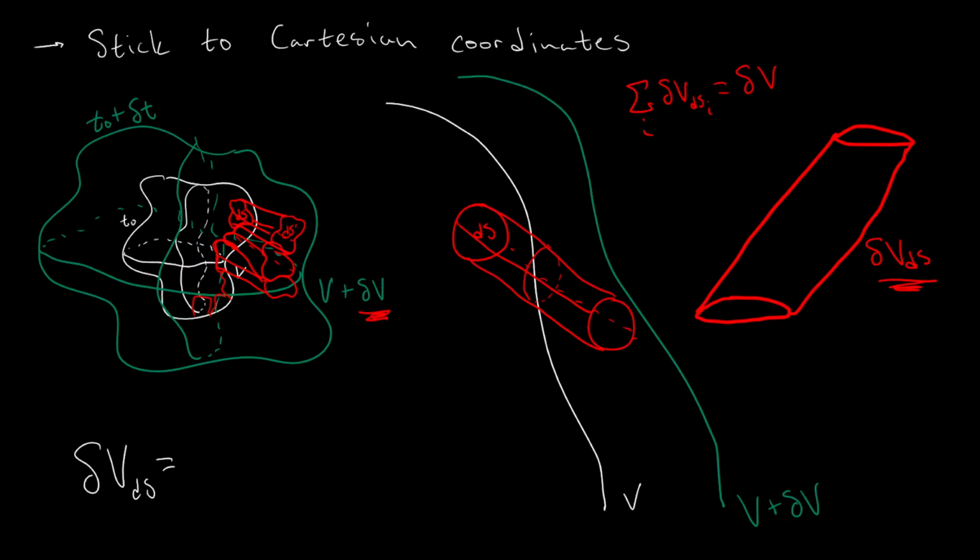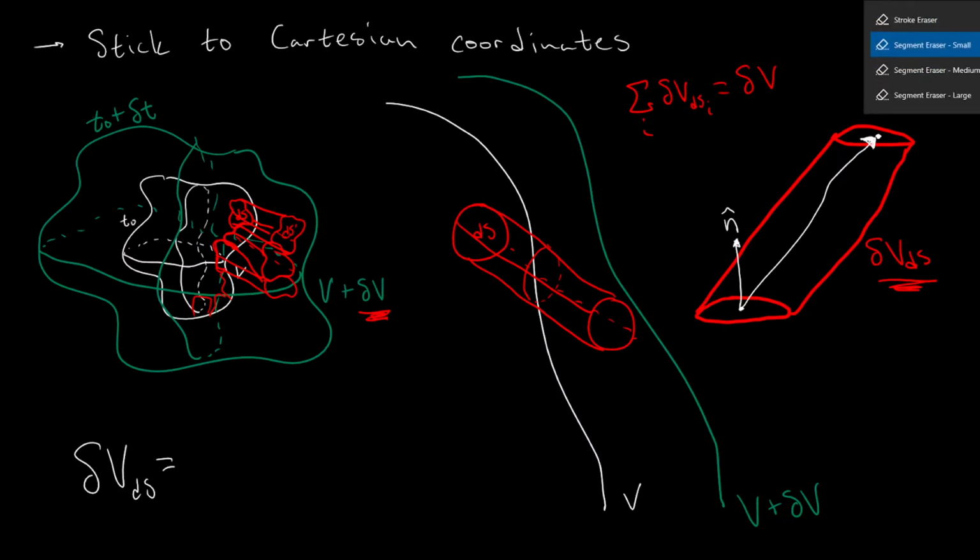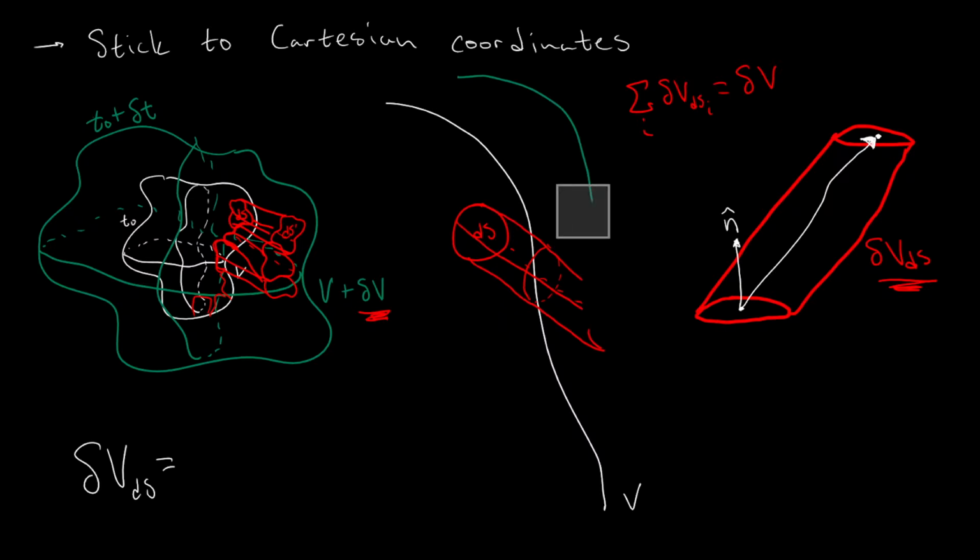Well, the height of this thing is going to be given by this vector here, dotted with whatever this normal vector is, n hat. Okay? So I can describe this first vector that I drew by, this is getting a little cramped. I think I'm gonna erase this intermediate drawing.